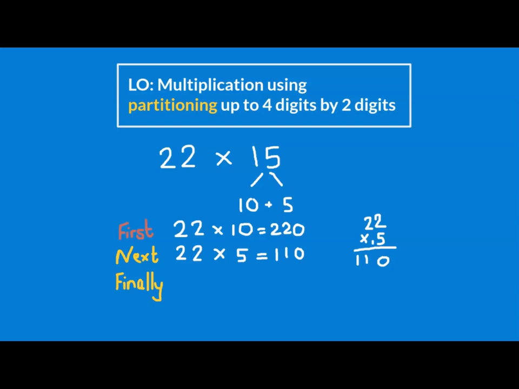Finally, we're going to add the two products. 220 add 110 gives us an answer of 330. So the product of 22 times 15 is 330.